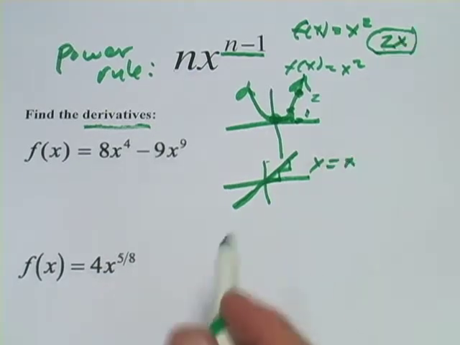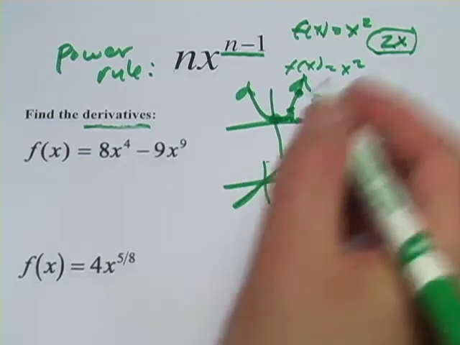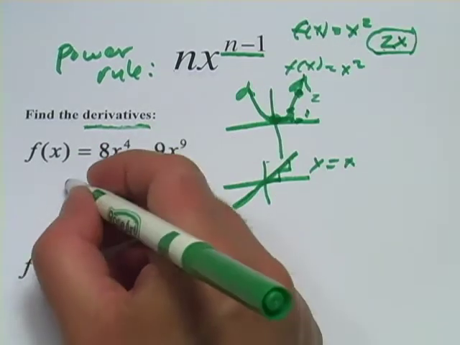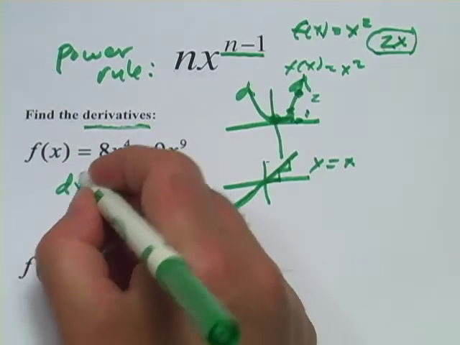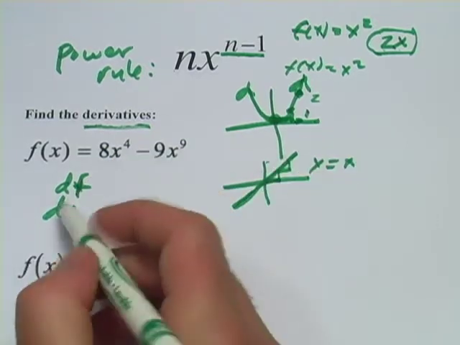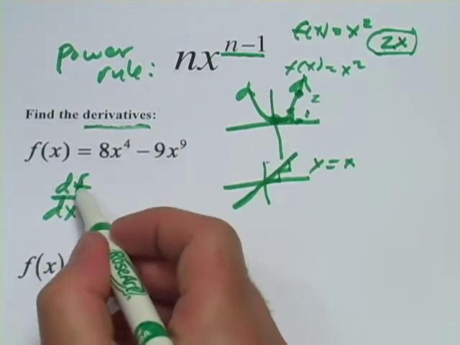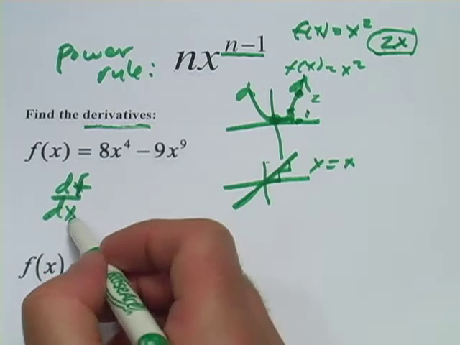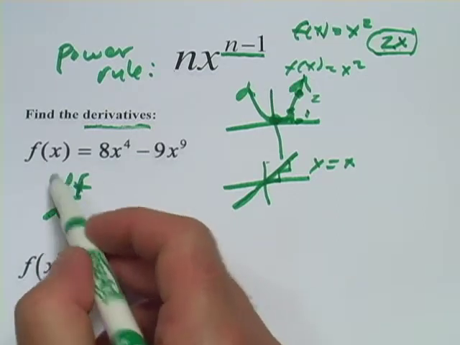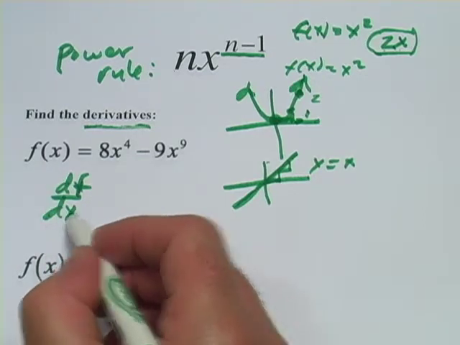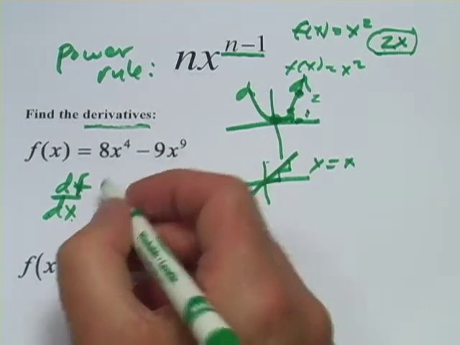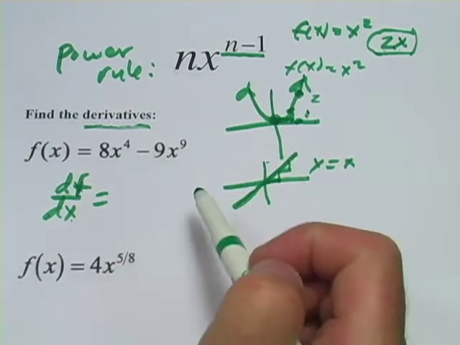And one of the things about derivatives in calculus is that there are some competing notations. I'm going to use df dx. And what that represents is the change in the function with respect to the change in x. So how fast is the function changing with respect to how fast x is changing? All right, let's try applying the power rule here.